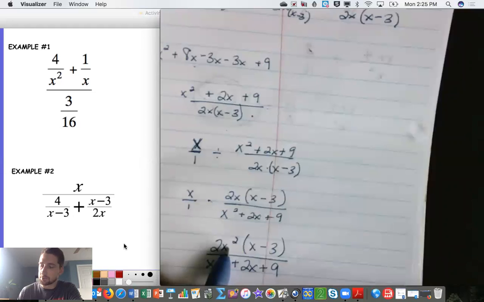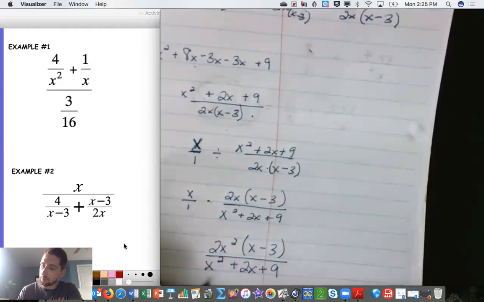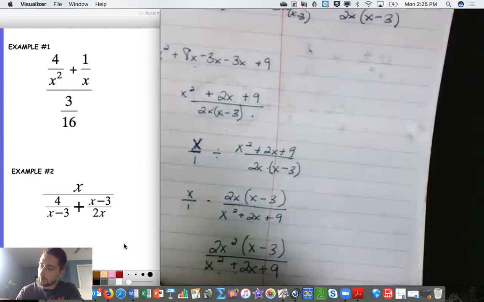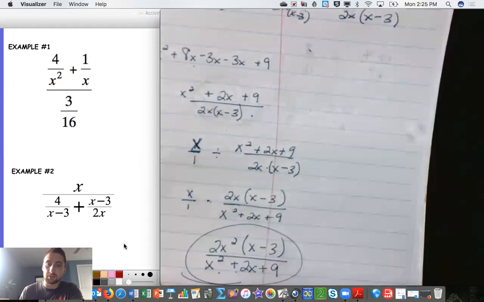It is multiplying the 2 and multiplying x minus 3. However, this x squared is a term. It's separated by a plus sign here in my trinomial. So again, I'm going to check to see if I can factor any common factors. I don't have any common factors there. So there's your final answer.